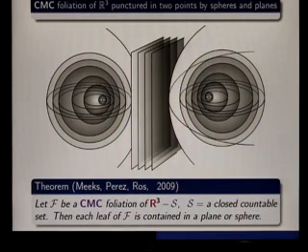All right, so if you have a CMC foliation of R3 minus a closed countable set, and here we have 2 points, then each leaf of the foliation is contained in a round sphere or plane. Okay, so let me just try to describe this.